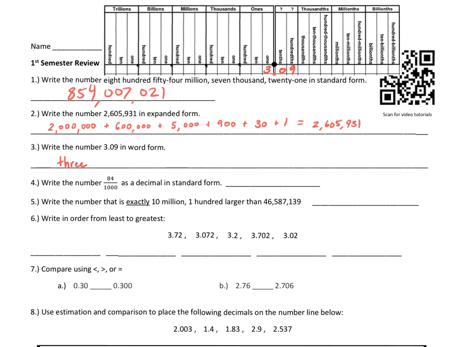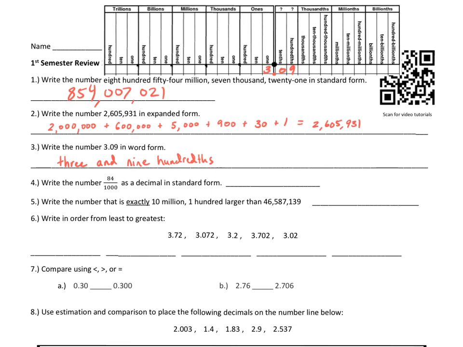The decimal point we are going to write as the word "and," and then the decimal part that comes after the decimal point, we're going to read the entire number all together and then say whatever the last place value is. So in this case, we have a 9, so I'll write the word nine. And that 9 is in the hundredths place, so I'll write out the word hundredths. So the number in word form is 3 and 9 hundredths.